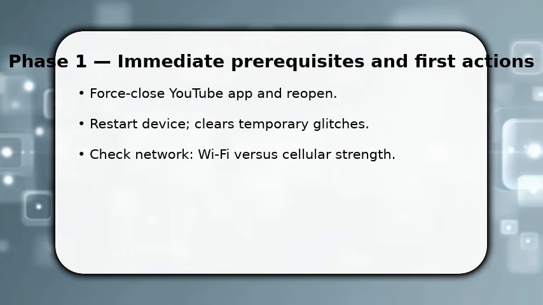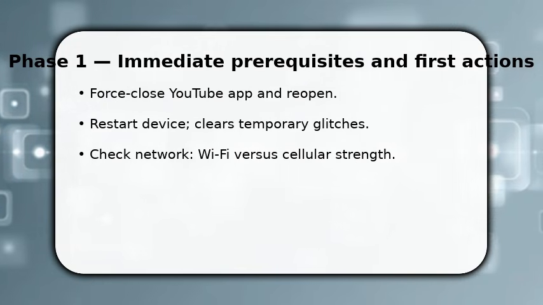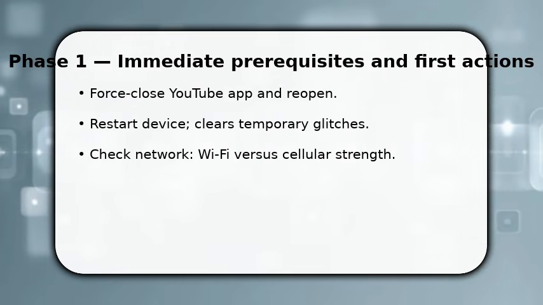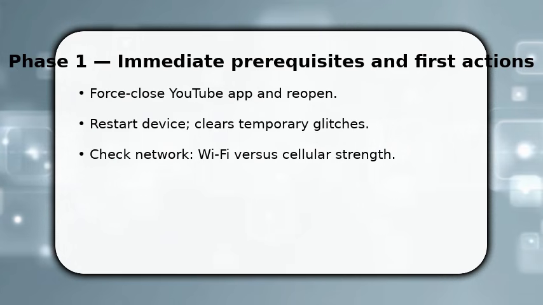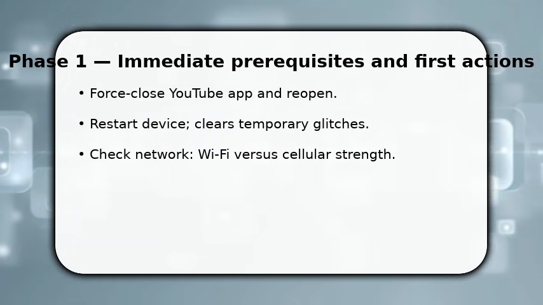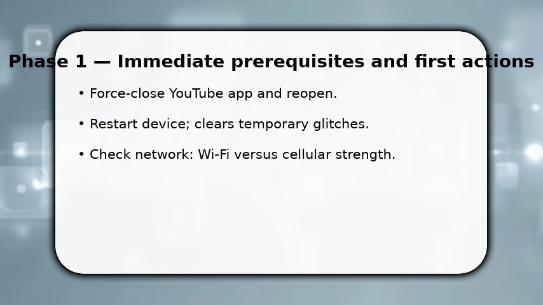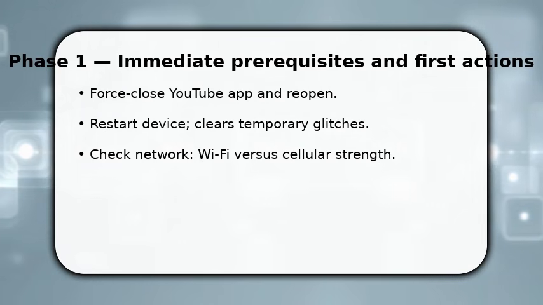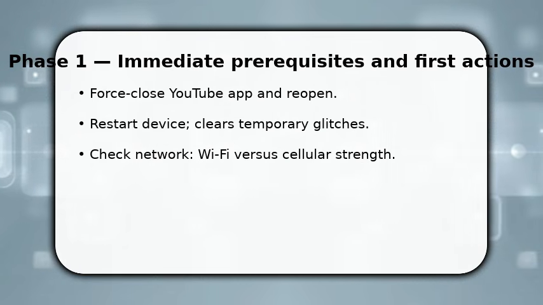You start by force closing the YouTube app and reopening it. This clears transient UI locks. Next, restart your device to flush background processes because many scrolling bugs come from stuck services. Once done, confirm your network. Switch between Wi-Fi and cellular to see if the issue is connection-related. Make sure airplane mode is off and watch for captive portals on public Wi-Fi that block streams. These quick steps often restore normal scroll behavior within 1 or 2 minutes.